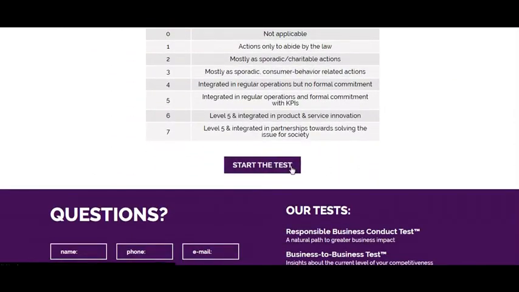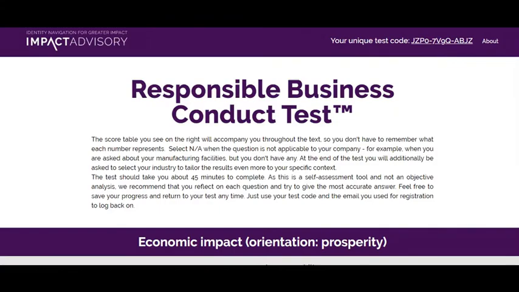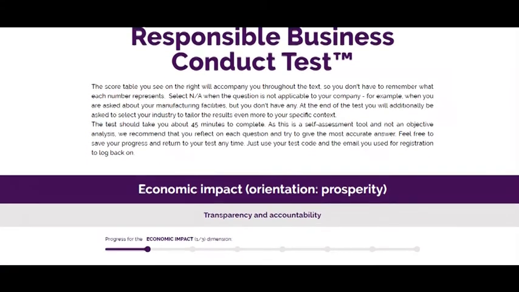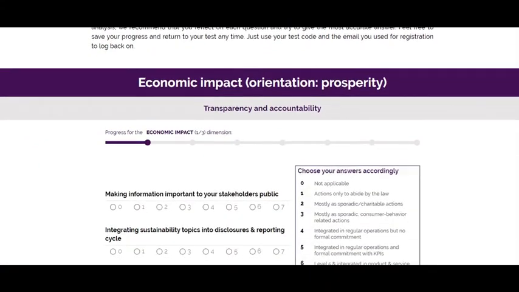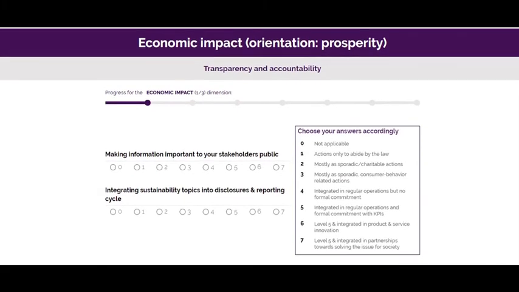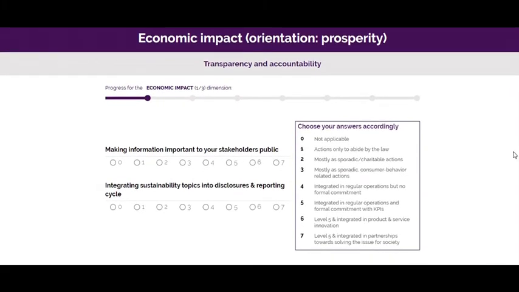So let's look at an example. The first topic in the economic section is about transparency and accountability. And the first statement reads, making information important to your stakeholders public. Now, if this statement were inapplicable to your company, you would select 0. If you selected 1, it would mean that your company only does what is required by the law.